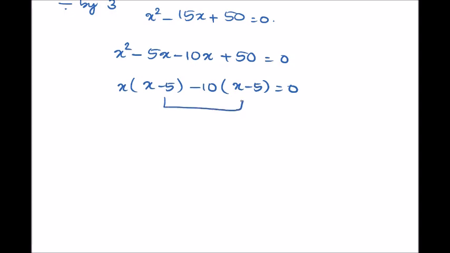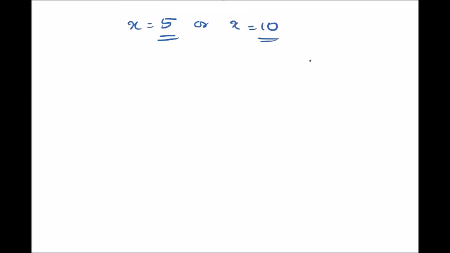From this we can take x minus 5 as common. x minus 5 into x minus 10 is equal to 0. We can get two values, x is equal to 5 or x is equal to 10. First we write our equation for equation number 1, y is equal to 15 minus x.